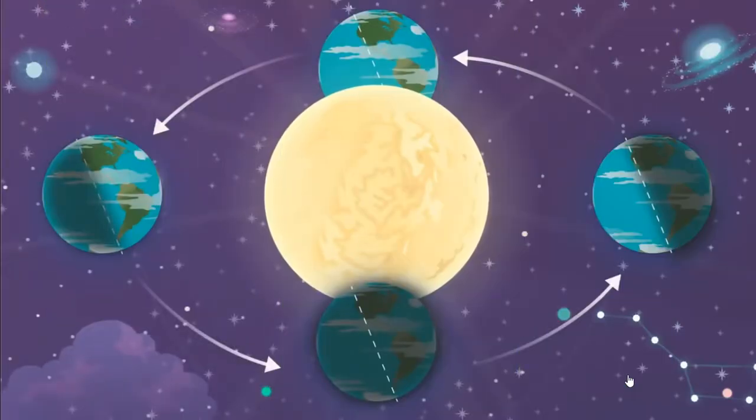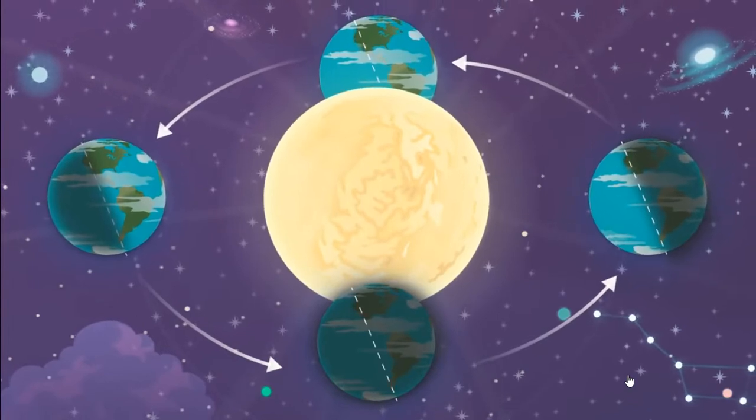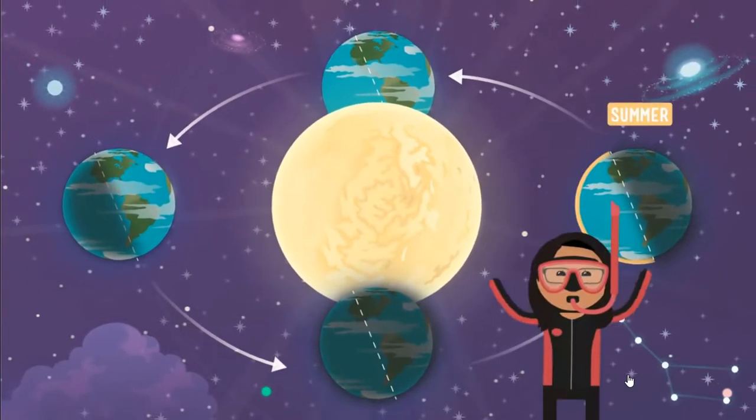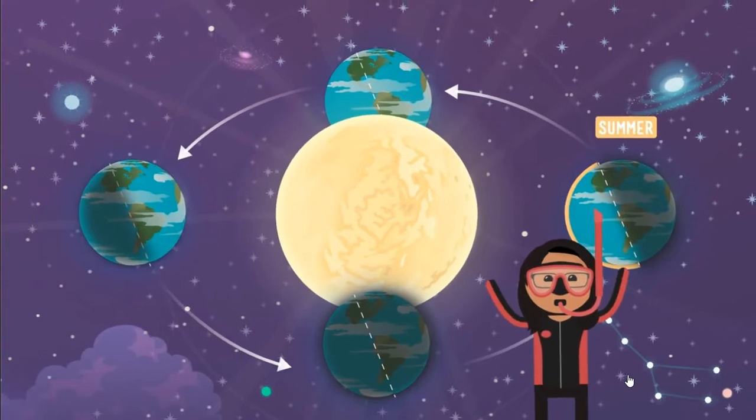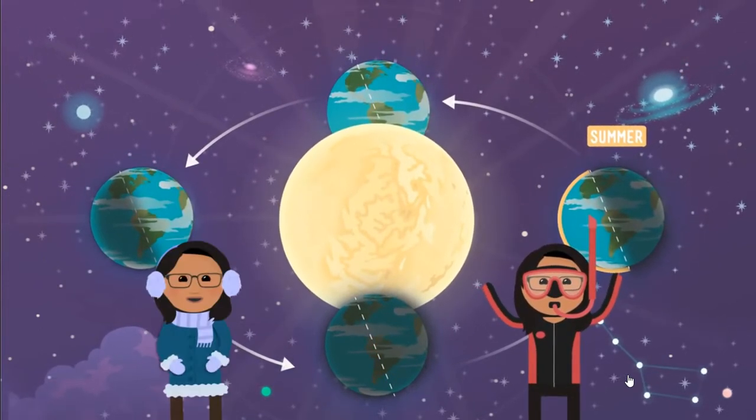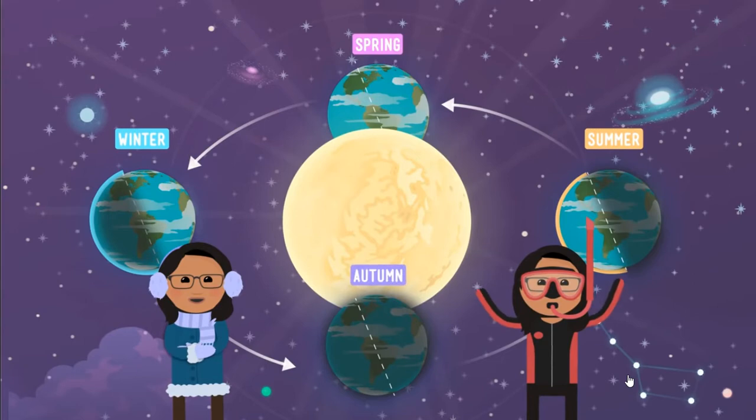When the part of the world that you're living in is leaning towards the sun, it's warm and the days are long. Summer. When you're on the part that's leaning away from the sun, it's cold and the days are short. Winter. In between, it's spring or autumn. If the Earth weren't tilted, we would have the same season all year long.